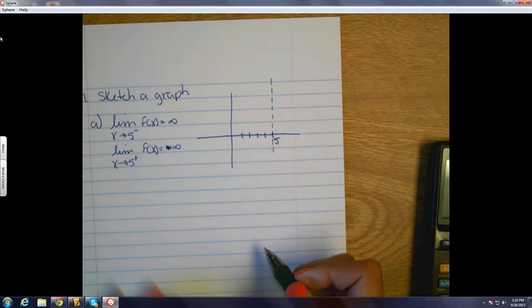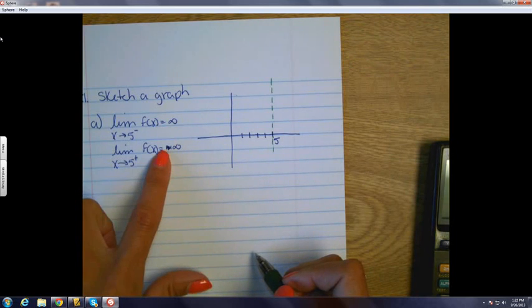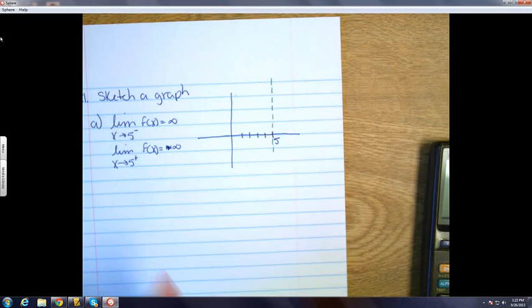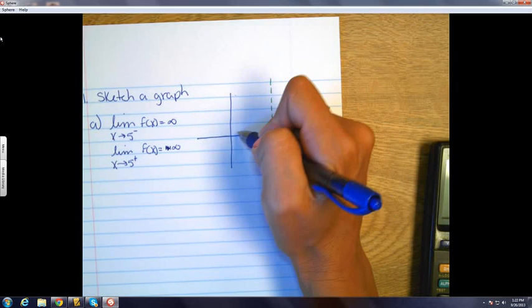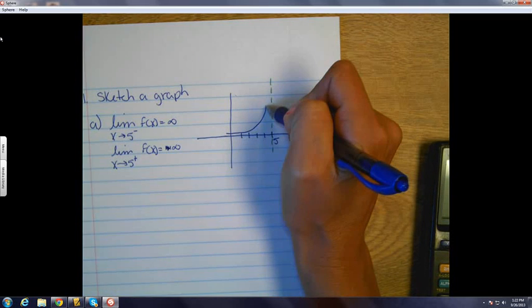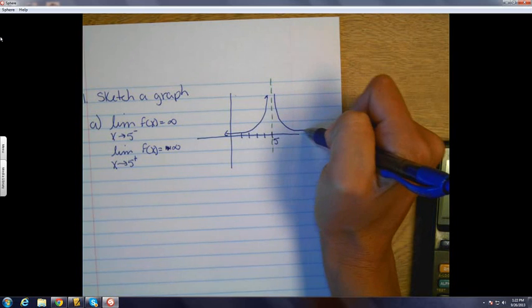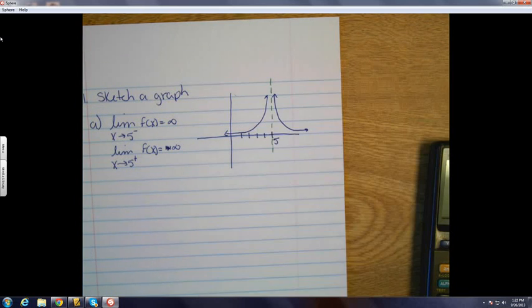Does this say anywhere put in a vertical asymptote? Nope, you've got to be able to figure that out. If I'm going up to infinity, I'm not stopping at a y value, I've got to have that asymptote there. So we put our two little branches in here, and we're good. Try another.